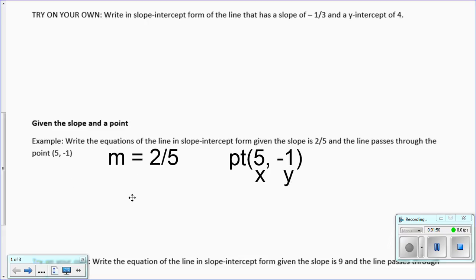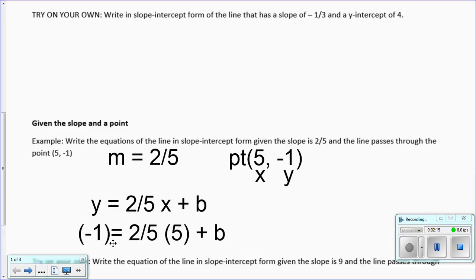I'm going to plug in what I do have. I have the m, but I don't have the b. So y equals 2/5 x plus b. I need to find the b, which means I need that variable to be by itself, the only variable in existence. So I have to replace this x and y with numbers. That's where I use the point. 5 and -1 go in. So I have -1 equals 2/5 times 5 plus b.